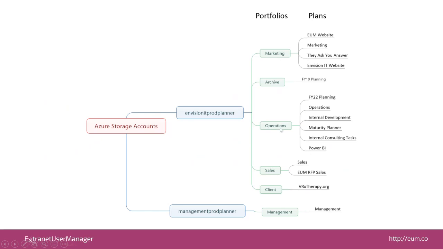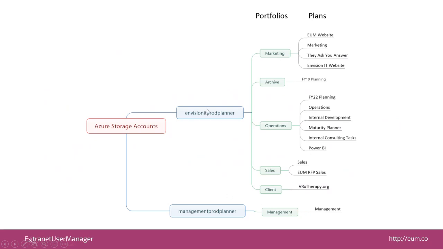We have an operations plan, so we actually use Planner and Power BI quite a bit from an operations standpoint: who's working on what projects, and what our future revenue is going to look like based on resource allocations. That's all happening in Power BI, and we want to bring a bunch of the Planner stuff into that as well. We have a couple of sales planners, we've got client ones, and we've got the management one, which is private to the management group.